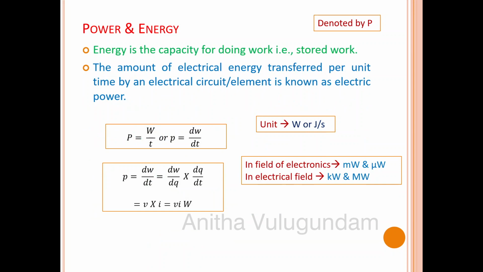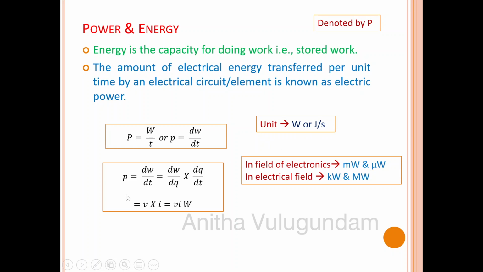Next terms, power and energy. Energy is nothing but a capacity for doing work. That is, energy is nothing but a stored work. The amount of electrical energy transferred per unit time by an electrical circuit or element is known as electric power. Electric power is denoted by letter P. It is defined as P equal to W by T or P equal to dW by dt. Unit of power is watts or joule per second.